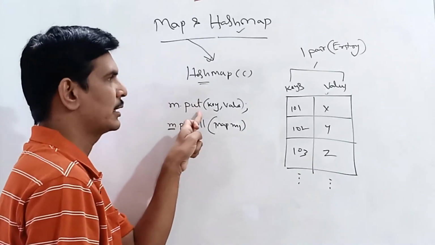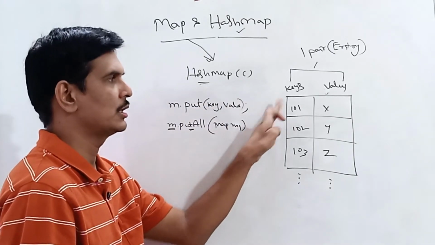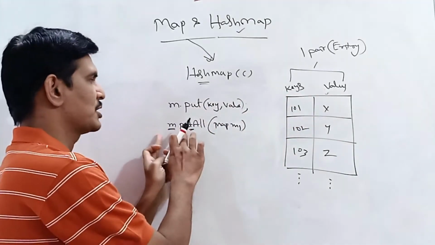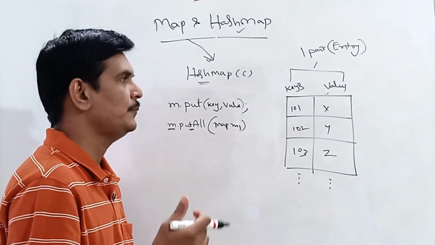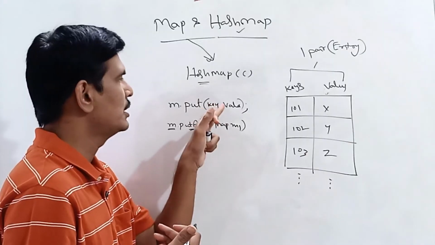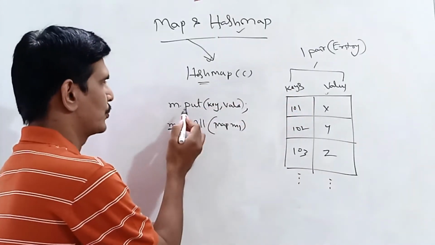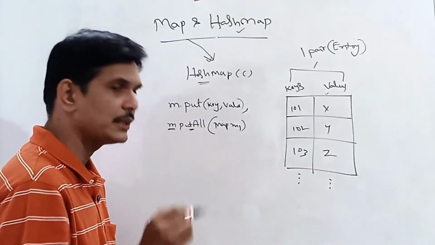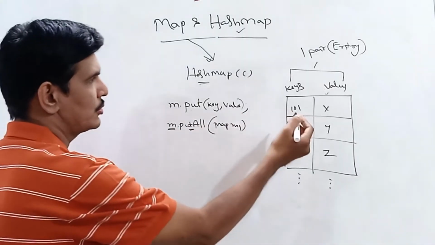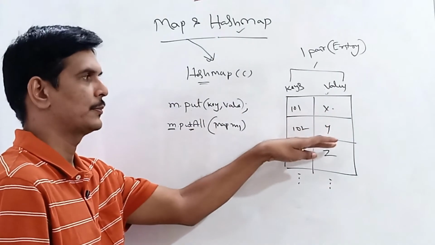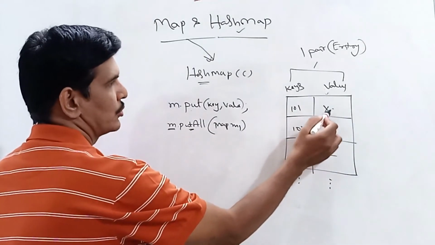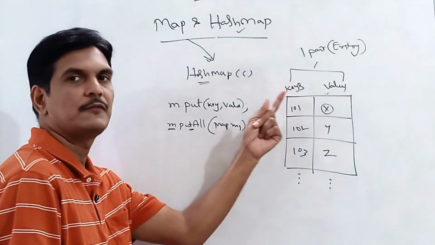With the put method we can add only one key value pair in the HashMap, whereas the putAll method can add multiple key value pairs, or a whole map collection, into another map. So that is put and putAll. Now suppose I want to get a value from the map or HashMap, for example to retrieve x.